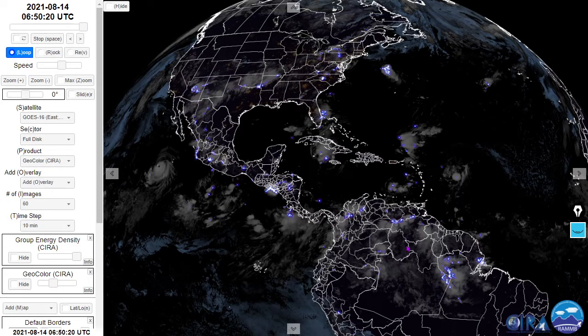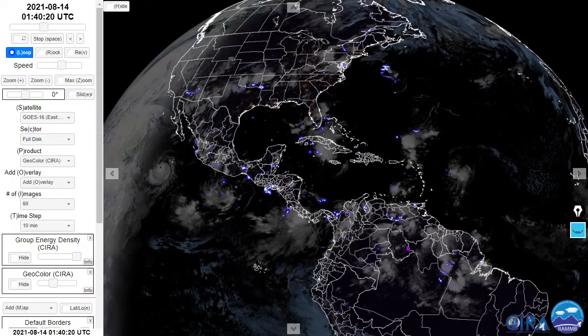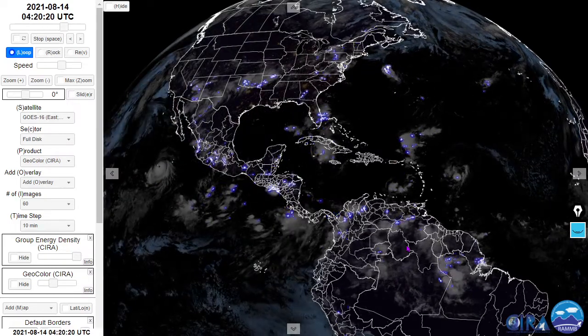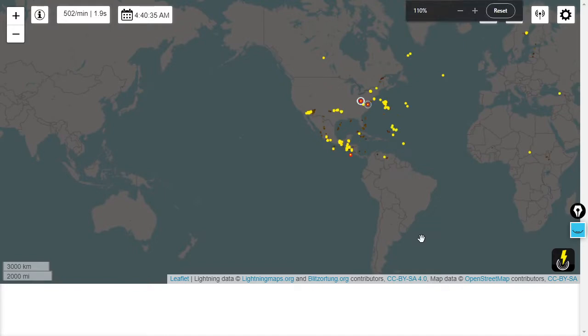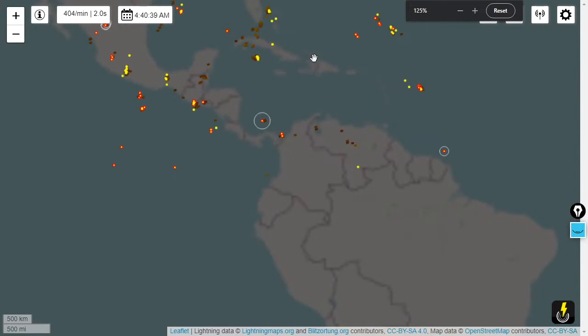And there's the NASA GOES lightning mapper. Continuing on, here's a real-time lightning map. Since we are streaming live, lightningmaps.org. If you hear thunder, perhaps check it out. It could save your bacon.